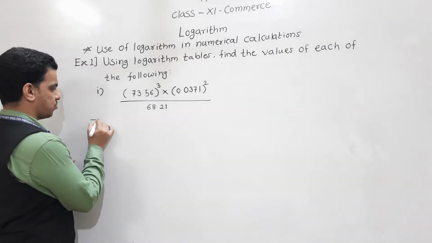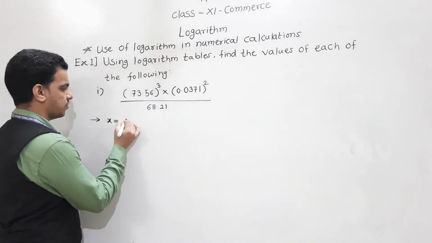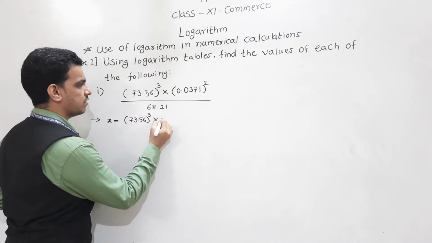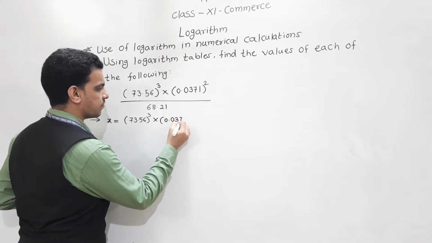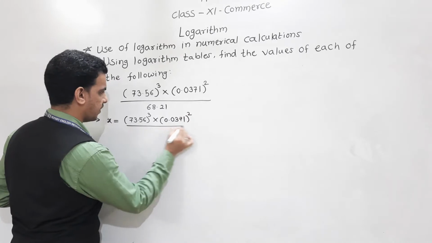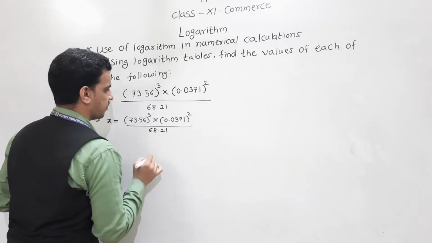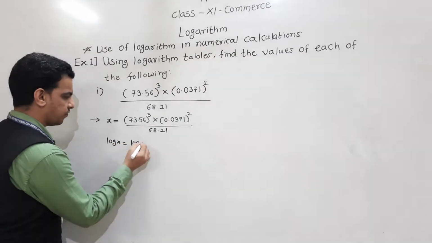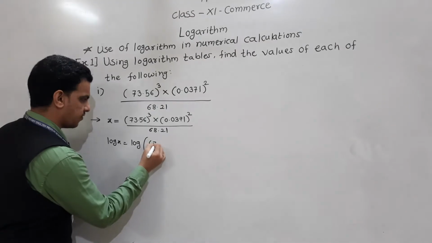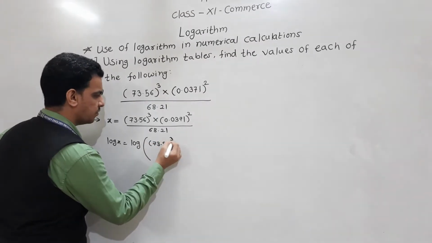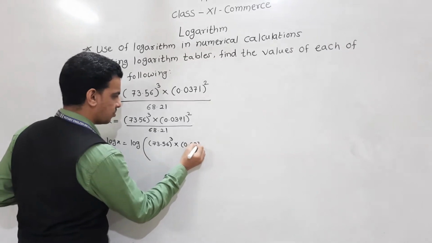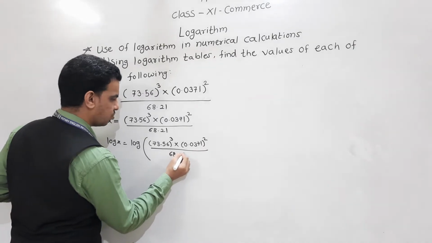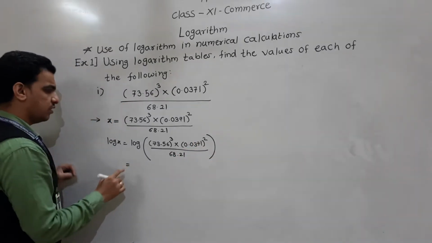Okay, so first we have to suppose that this is equal to x, so x is equal to 73.56 raised to 3 multiplied by 0.0371 square divided by 68.21. Now we have to take log on both sides. So log x is equal to log of this number. So it is 73.56 bracket cube multiplied by 0.0371 bracket square divided by 68.21.